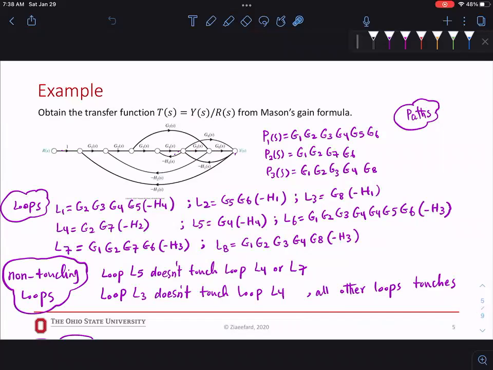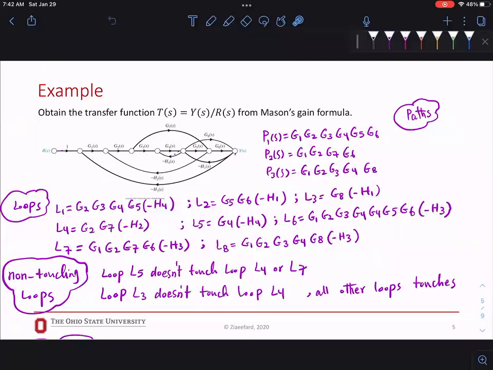Now we have to find the non-touching loops. This is easier because as you can see, most of them are touching, right? So we expect to have fewer non-touching loops. So let's look at this one. We have to find how many loops do not touch this loop, which I called L5 for myself. So one is this one, and then there is this big loop. So there will be 2. So L5 doesn't touch L4 or L7.